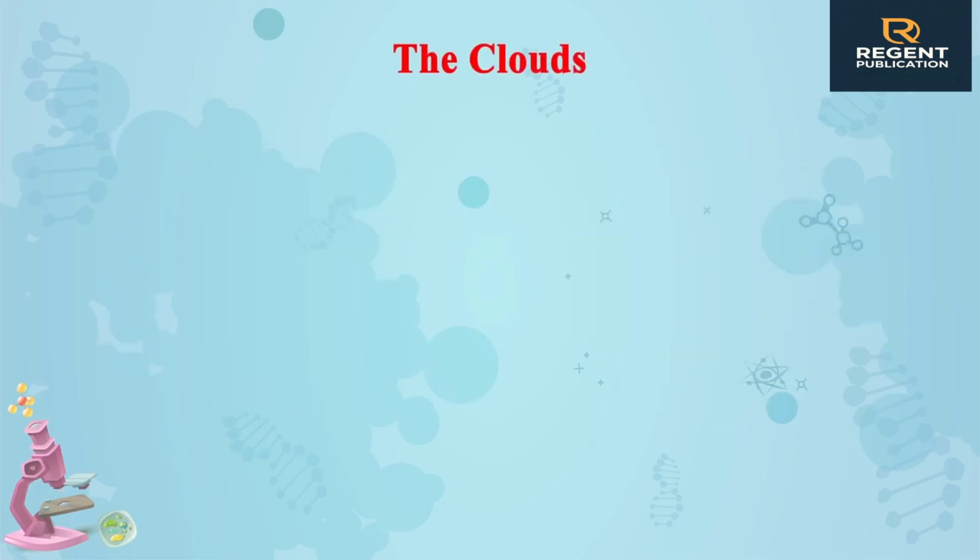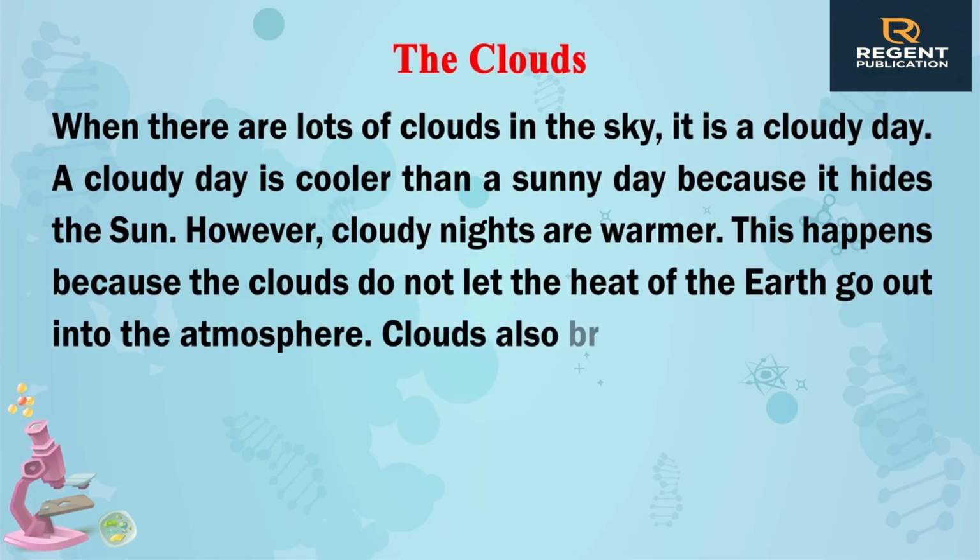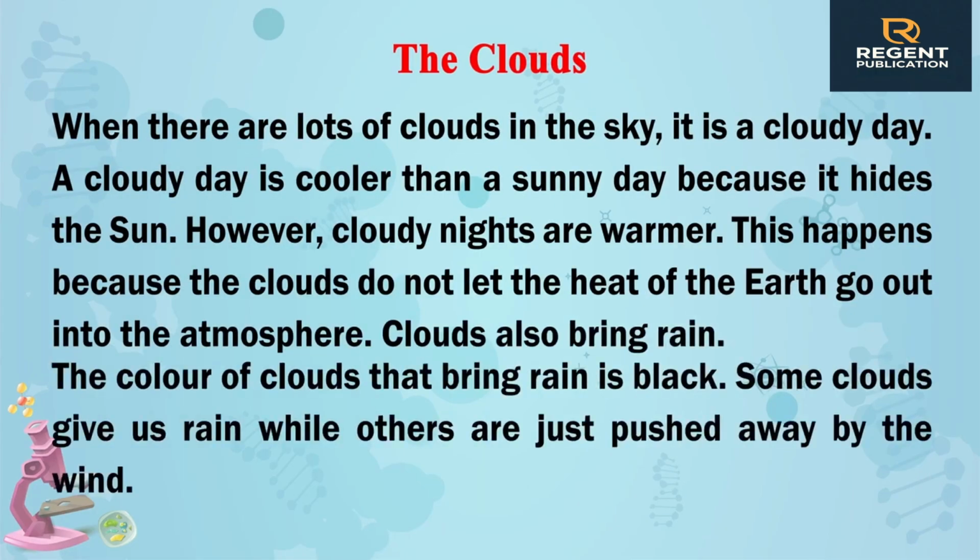The clouds. When there are lots of clouds in the sky, it is a cloudy day. A cloudy day is cooler than a sunny day because it hides the sun. However, cloudy nights are warmer. This happens because the clouds do not let the heat of the earth go out into the atmosphere. Clouds also bring rain. The color of clouds that bring rain is black. Some clouds give us rain while others are just pushed away by the wind.